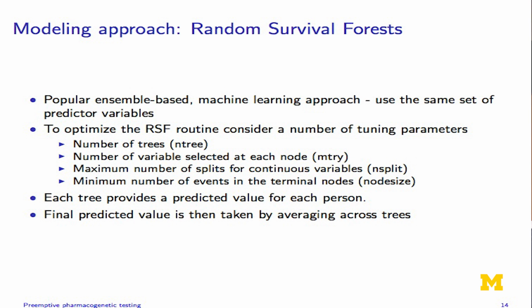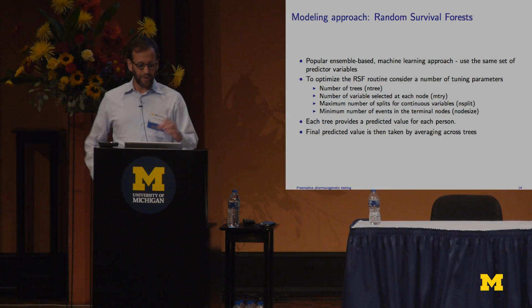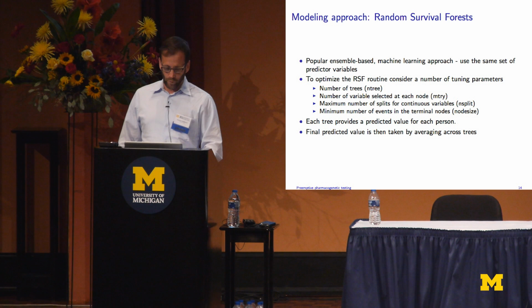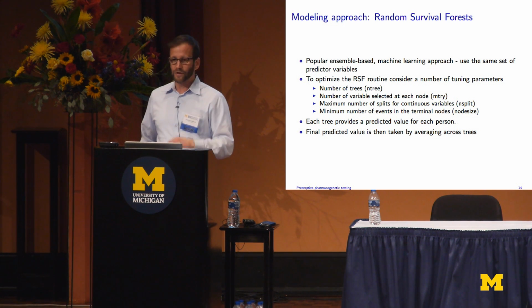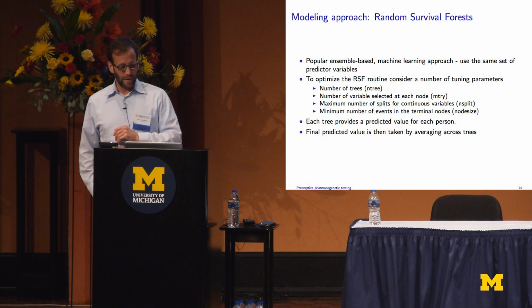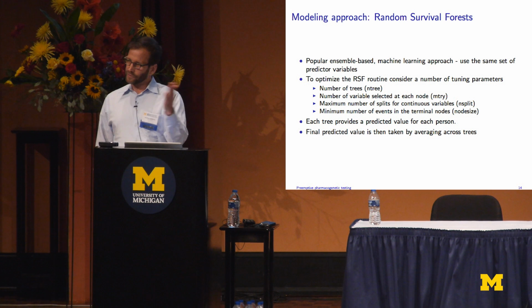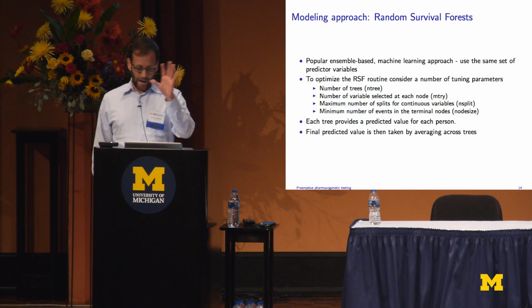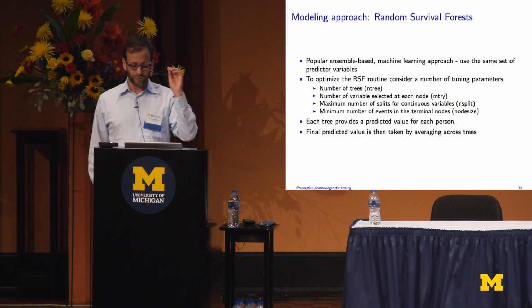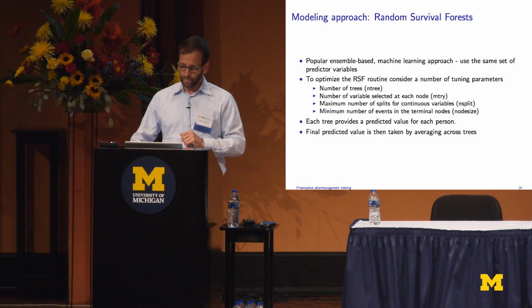Random survival forest is another way of approaching this. It's a very popular ensemble-based machine learning approach, and we're going to consider the same set of independent variables. There are a number of tuning parameters that you need to consider when you're using random survival forest, and I'll talk about those in a little bit. So basically, you have a forest, and the forest is made up of a bunch of trees, and each tree provides a predicted value for each person. And then the final predicted value for an individual is taken by averaging across all the trees. So you get an averaged-across-trees predicted value for an individual.